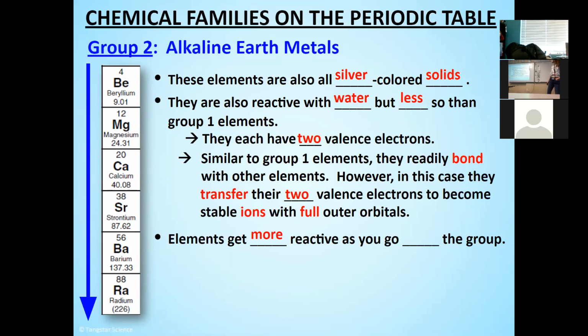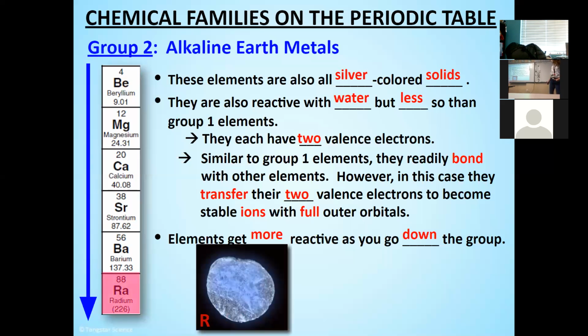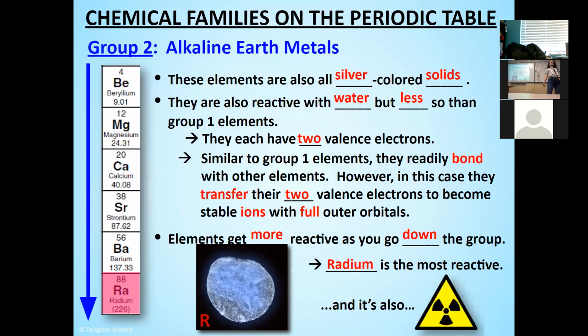Okay. So the elements get more reactive as you go down the group. Okay? Because they miss those electrons less. So radium is the most reactive. It is also radioactive. Radium is a radioactive element. It was discovered by the Curies, Pierre and Marie Curie.